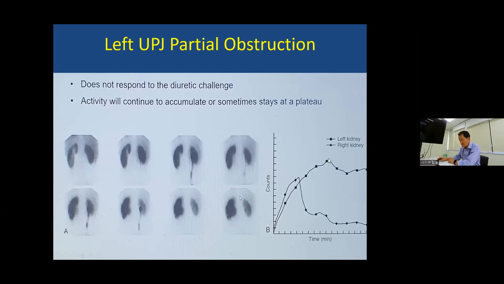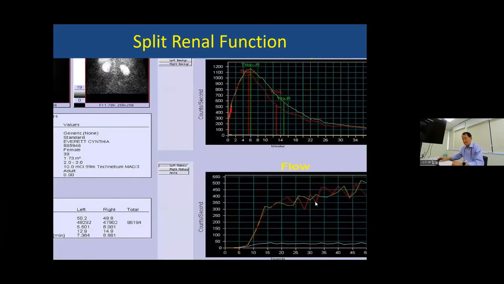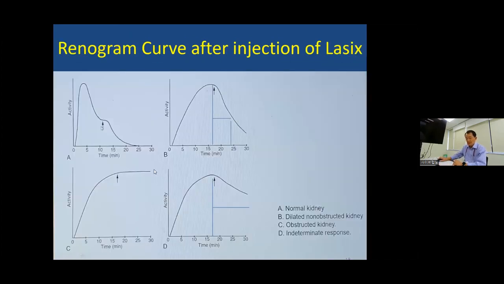If there is a non-obstructive dilatation, the Lasix should drain, so it's fast here. If there's a partial obstruction in between, I'll tell you how. So this is all the renogram curve analysis. We generate a T half, a right-left split function, all of these things. But flow again, this is not a normal curve because of a suboptimal preparation as well as the position of the patient. So this kind of curve we can make.